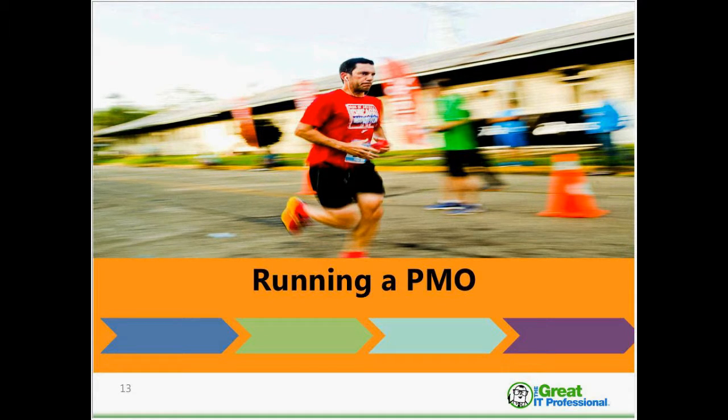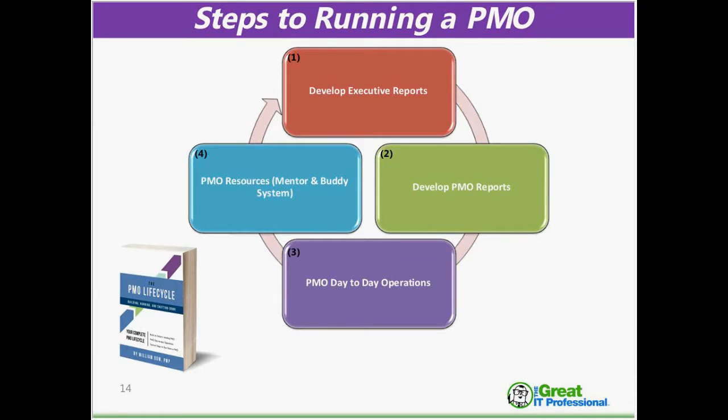They are: develop executive reports; develop PMO reports, so specific PMO reports; PMO day-to-day operations, right, run the PMO from a day-to-day perspective; and then PMO resources, both a mentoring and a buddy system. We talked about that briefly in building. We're going to more implement that in running. I've implemented this all in my new book coming out, the PMO Lifecycle, Building, Running, and Shutting Down, and that'll be out in the next couple months. 4 main steps in running a PMO.